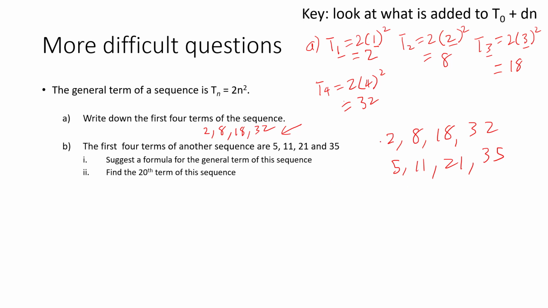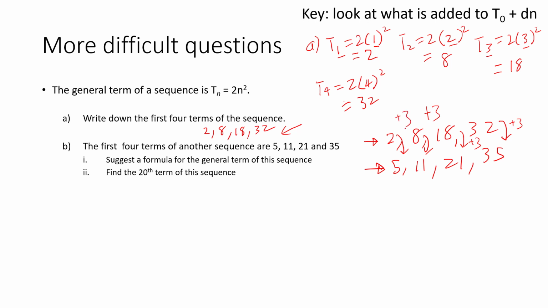What is so common between the numbers that are on top and the numbers that are below? See if you can find any pattern. Now, if you are sharp, you should have realized that 32 to 35 is plus 3, 18 to 21 plus 3, 8 to 11 is plus 3, 2 to 5 is also plus 3.